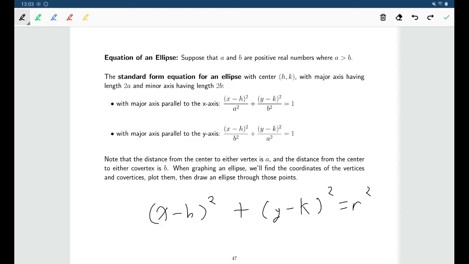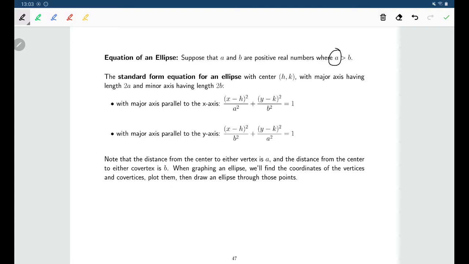So for that part, we have two constants, a and b, two positive real numbers. And here I'm assuming that a is going to be the larger of the two numbers. So if we're interested in figuring out whether the major axis is parallel to the x-axis or the y-axis, it really depends on where that larger of the two numbers is.